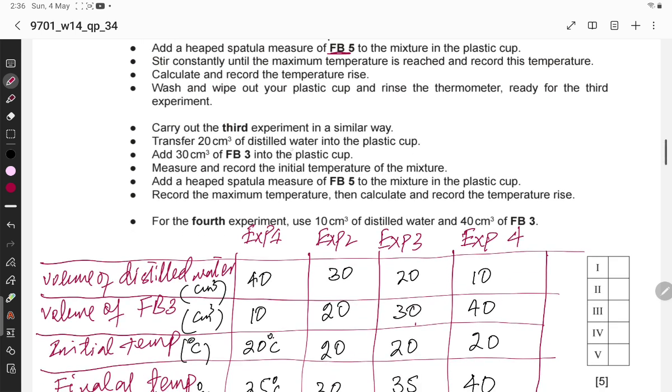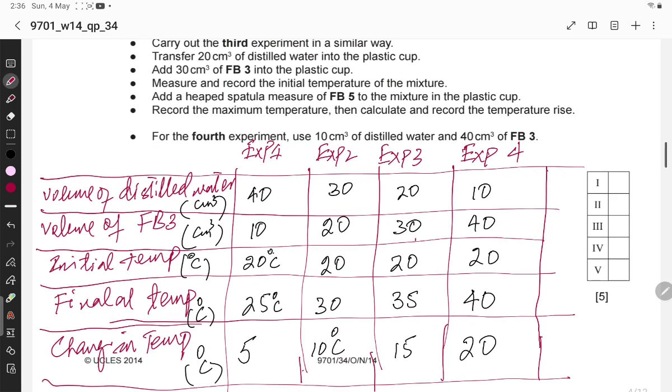Carry out the third experiment in a similar way. Transfer 20 cm³ of distilled water into the plastic cup. Add 30 cm³ of FB3 into the plastic cup. Measure and record the initial temperature of the mixture. Add a heaped spatula measure of FB5 to the mixture in the plastic cup. Record the maximum temperature, then calculate and record the temperature rise. For the fourth experiment, use 10 cm³ of distilled water and 40 cm³ of FB3.